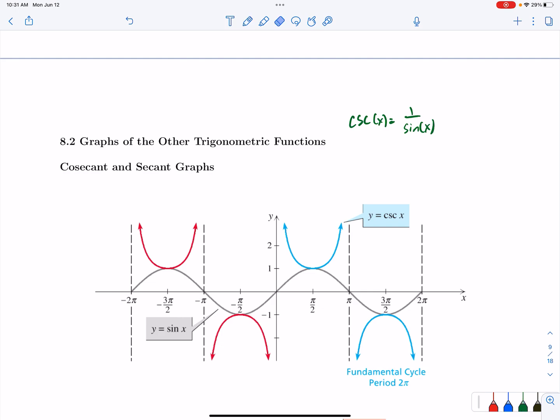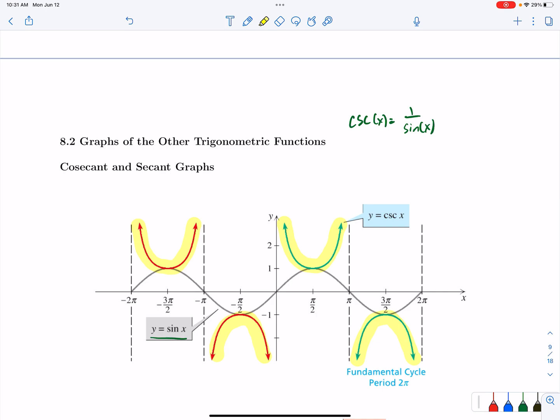So what we can see is we have the sine graph here. And that's just the normal sine wave, and it's in gray. And then what we see is that the cosecant portion of the graph is these u's and these upside down u's. And they're based upon where the sine graph has its maximum values and minimum values.